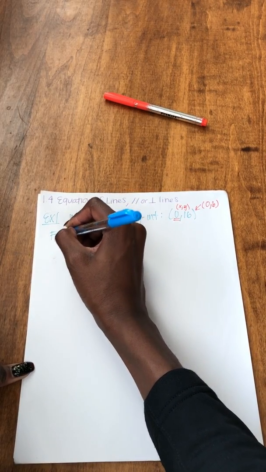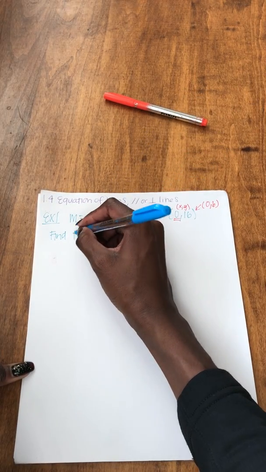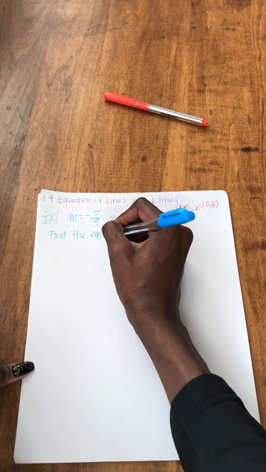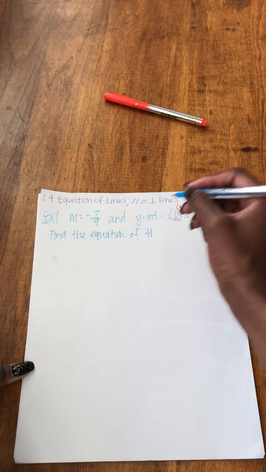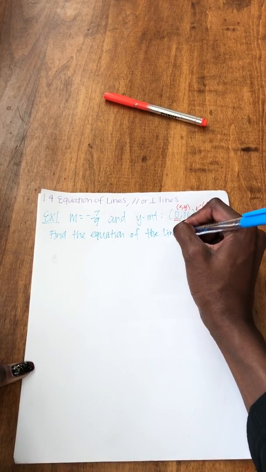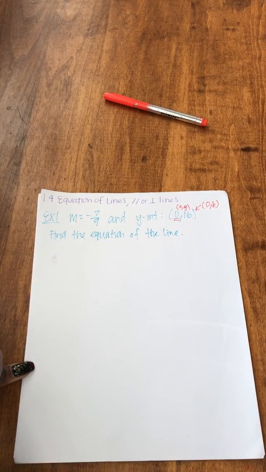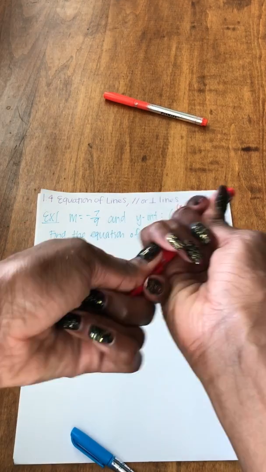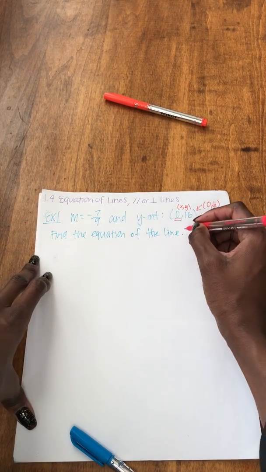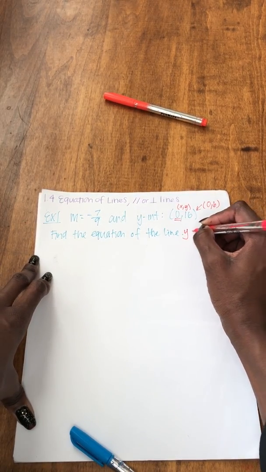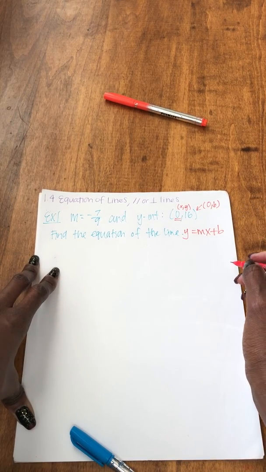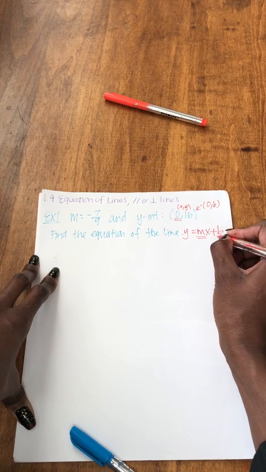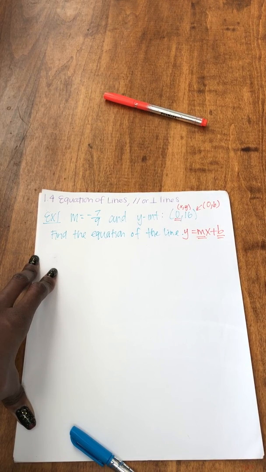And for this question, we want to find the equation of the line, or a line, okay? So whenever you see that, that means that you need your answer in the form of y equals mx plus b. And you're going to be plugging in for your m and your b, okay?